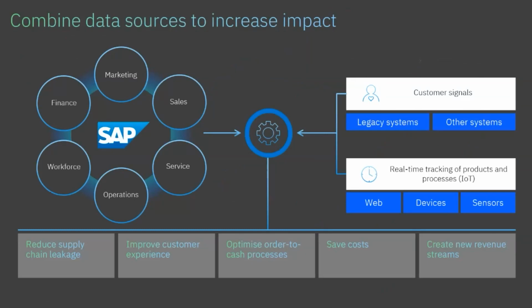If we take a look at any data sources in an organization, they don't stand on their own without being integrated to something else. And so if you have a look on the right-hand side, there's customer signals from legacy systems and other systems, whether they be website assets, IoT devices, as you can see in the real-time tracking of products and processes across web devices and sensors. And you might want to drill in and understand across that bottom layer there, reducing supply chain linkage, improve customer experience, optimize order-to-cash processes, save costs, and create new revenue streams. This is possible as we bring these two platforms together to really enable and empower your organization.